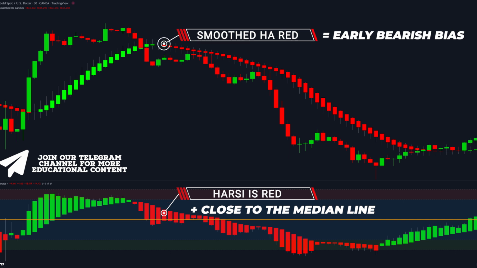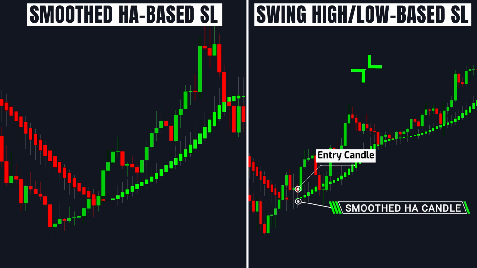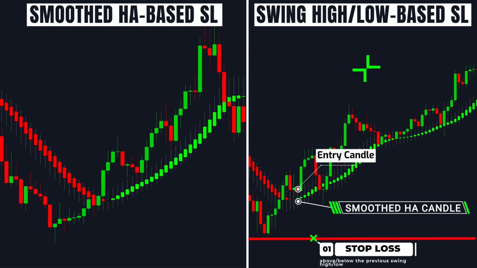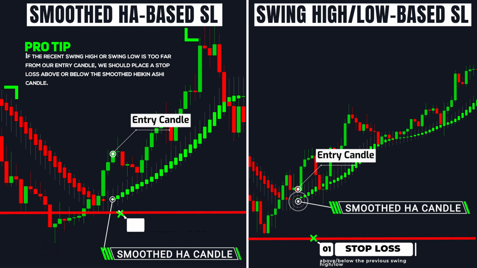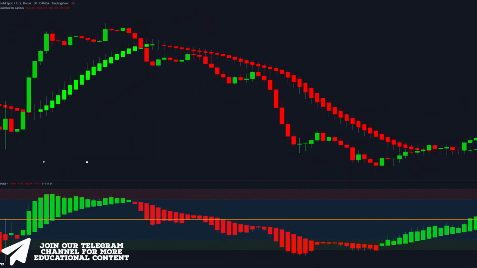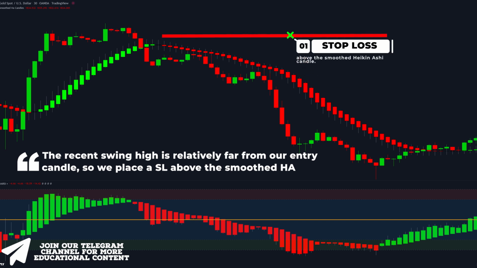Firstly, let's discuss where the stop loss should be placed. And here's a pro tip. If the smooth Heikin Ashi candle is too close to our entry candle, the stop loss should be placed above the recent swing high or swing low. Alternatively, if the recent swing high or swing low is too far from our entry candle, we should place a stop loss above or below the smooth Heikin Ashi candle. So in gold's example, the recent swing high is relatively far from our entry candle, so we place our stop loss above the smooth Heikin Ashi candle.